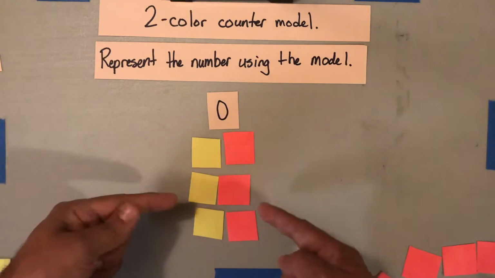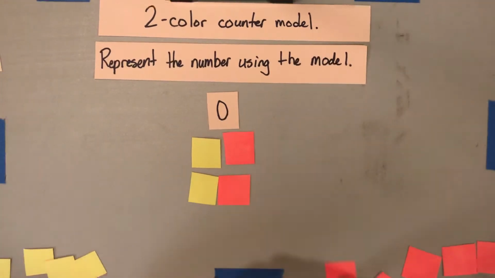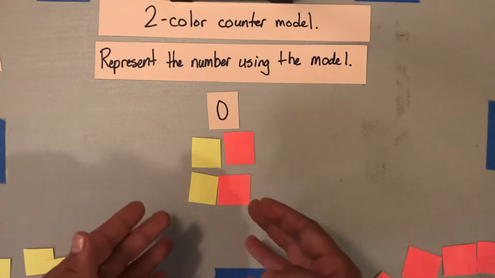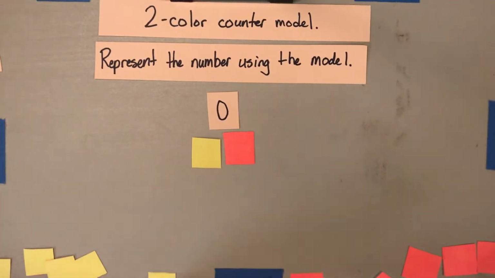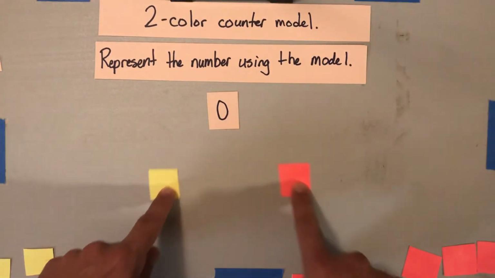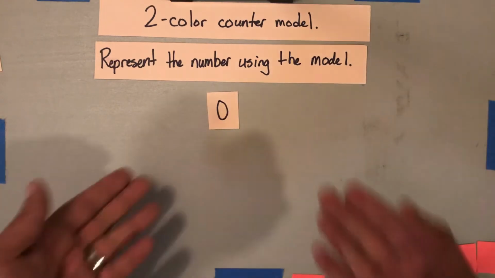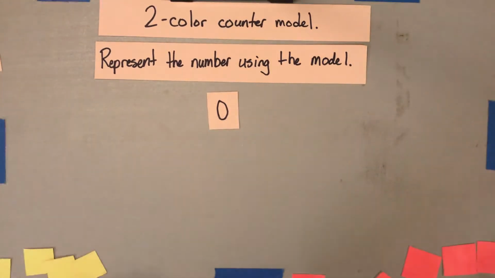So that is 0. That is still 0. Even though there are 4 counters, it's still 0 because the +1 and the -1 cancel each other out. So 0 actually has many different ways that it could be represented. It can be the absence of any counters at all. That's an appropriate way to represent 0. Or we can represent 0 with any number of zero pairs.